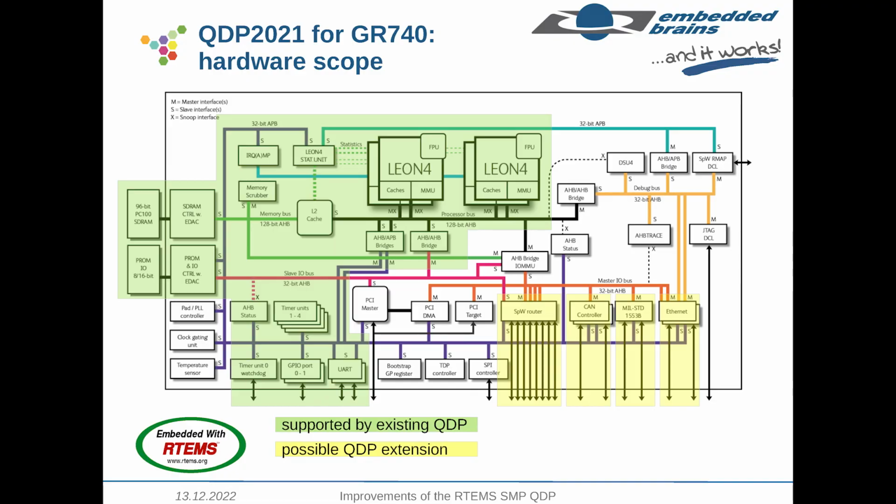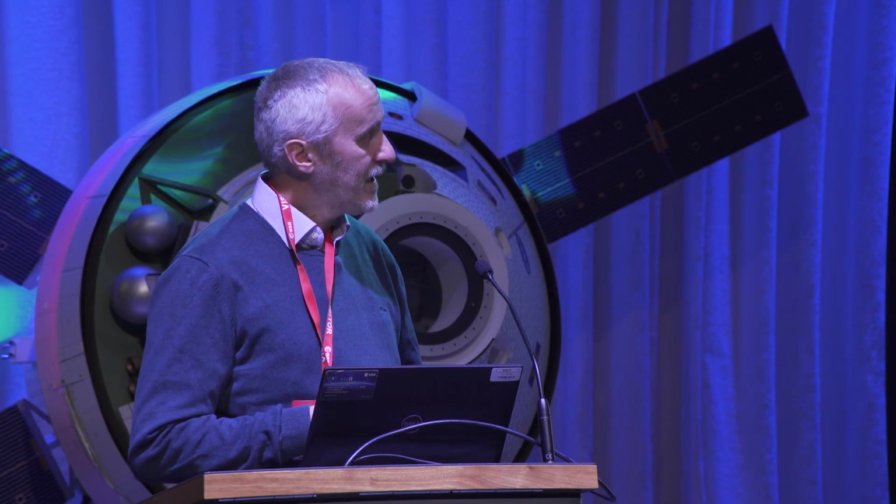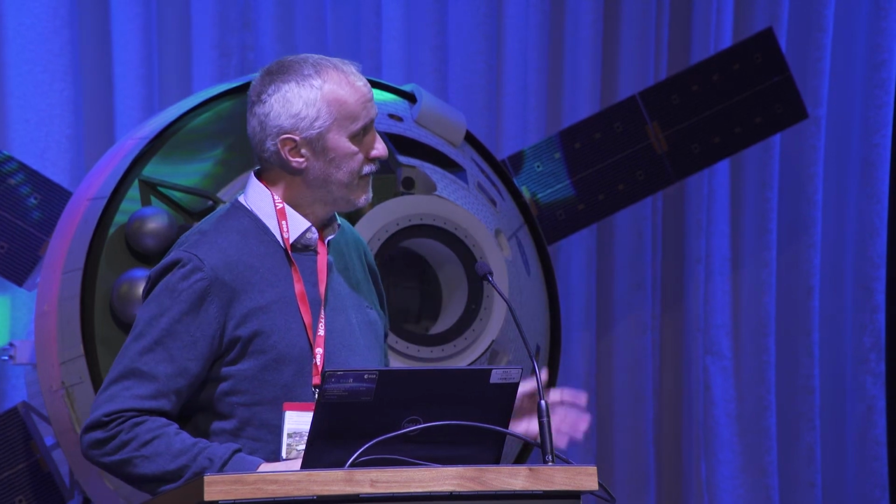How about the hardware scope? You see the green area in the GR740 structural diagram. These are the hardware parts that are more or less supported by the existing qualification. But on the right side, the various communication interfaces are not part of the QDP. So please be aware of that. This doesn't mean they can't be qualified, but they are not in the standard package that can be downloaded.